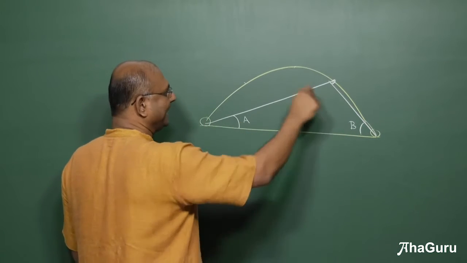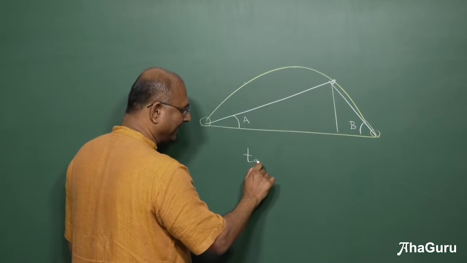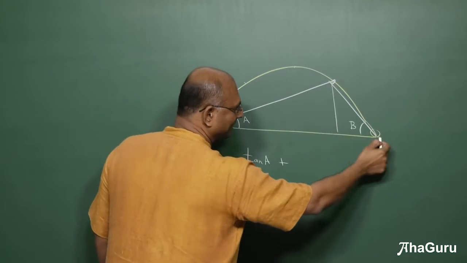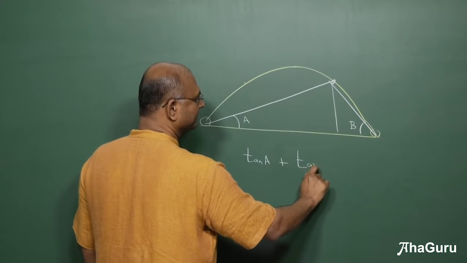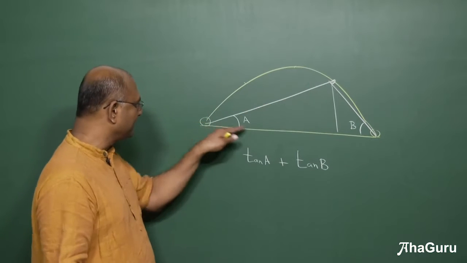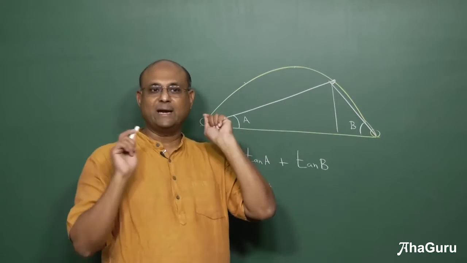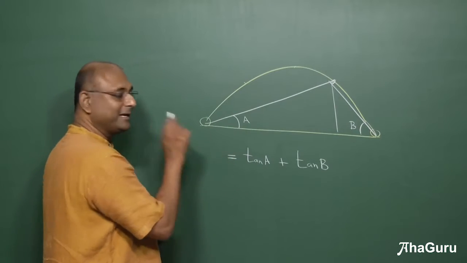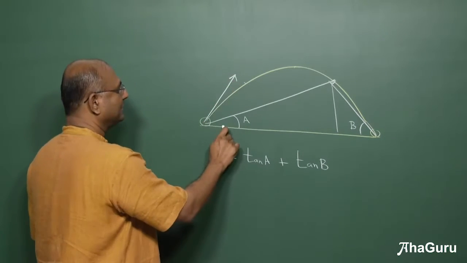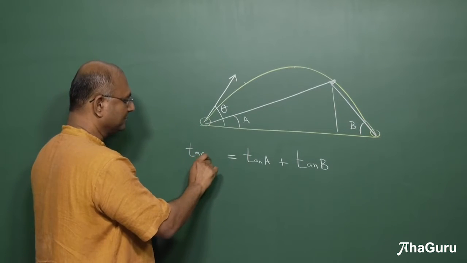Now if you look at tan A, it will basically be this height divided by this distance, plus tan B, which is this height divided by that distance. Tan of the angle subtended with the horizontal at the starting point, plus tan of the angle subtended at the ending point, turns out to be tan theta. Now theta is the angle of projection. This angle is theta. So that is tan theta.